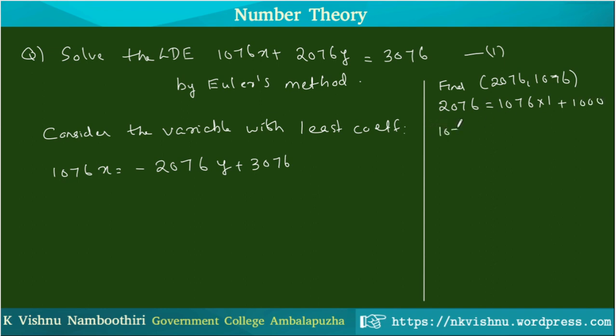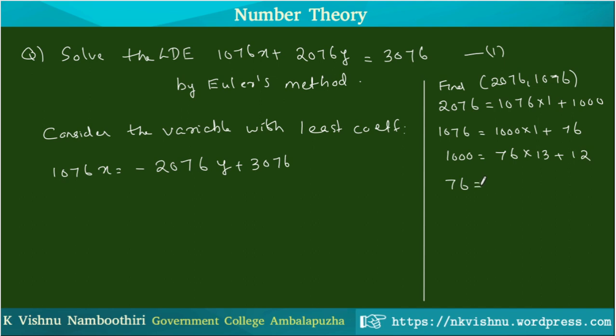Now 1076 is equal to 1000 into 1 plus 76. Now 1000 is equal to 76 into, you just check, I have found it to be equal to 13, and so it is 988. Therefore the remainder is going to be 12.